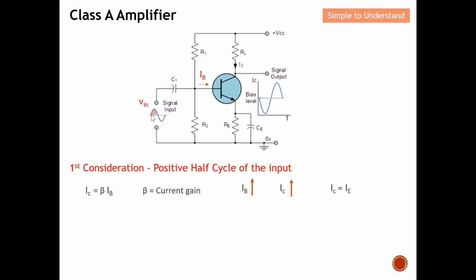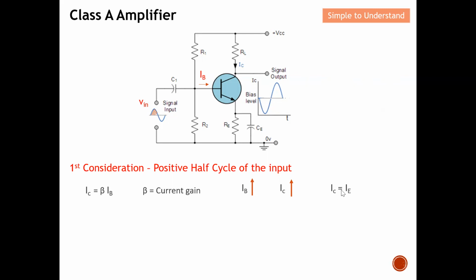This is actually a voltage source. Imagine that when the voltage source increases at a positive cycle, I will have more IB. And when I have more IB, based on this equation, I also know that my collector current will increase. One assumption that I want to make is that IC, the current at the collector, and the current at the emitter are almost the same.